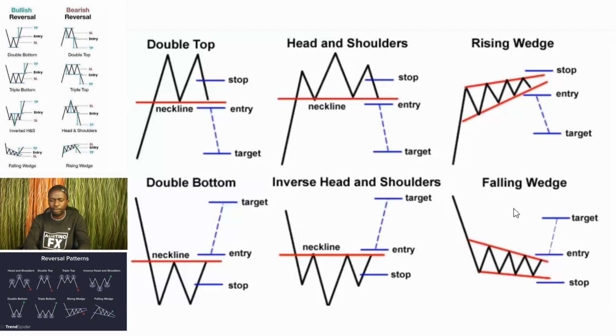The last one we have here is what we call the falling wedge. So the falling wedge is the opposite of the rising wedge. In the falling wedge, the market was previously in a downtrend, making lower high and lower low, lower high and lower low. So now, instead of the market making a lower low, the market could not make a lower low. Rather, the market began to consolidate in a downward slope. So this is a consolidation in a downward slope.